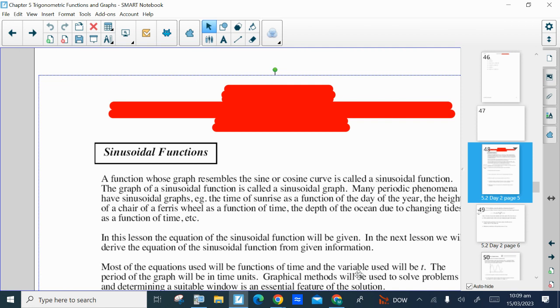Monday, you guys are having a quiz on chapter 5. We'll also be starting chapter 6 on Monday. And then after chapter 6, that'll be time for your next unit exam on trigonometry, chapters 4, 5, and 6.